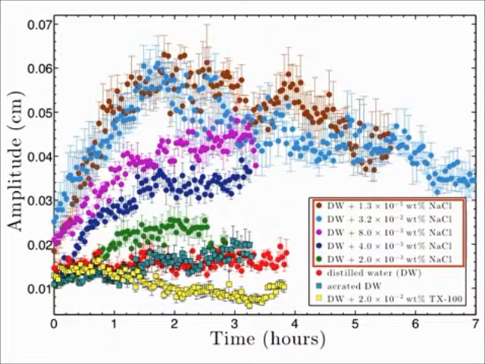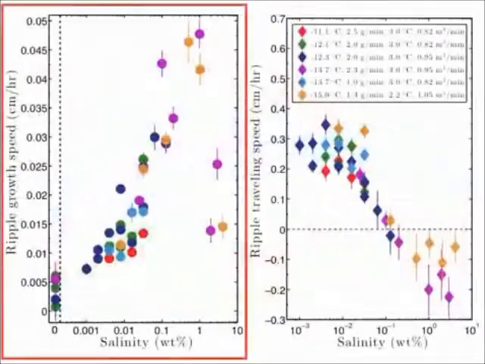The ripples on more saline icicles grow faster to higher amplitudes, although the ripple amplitude can also decrease after it has saturated. We also found that at sufficiently low salinities, the growth speed of the ripples increases with the salt concentration. This increase is roughly logarithmic, which is very weak.